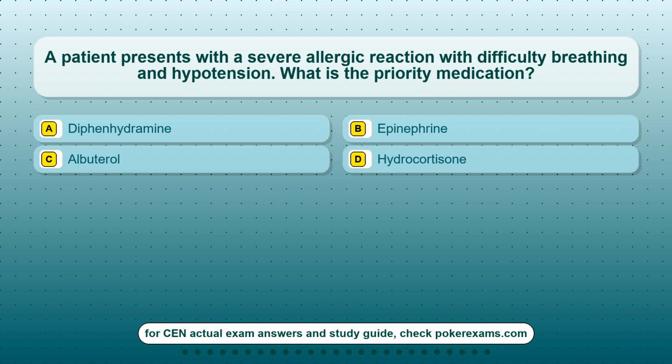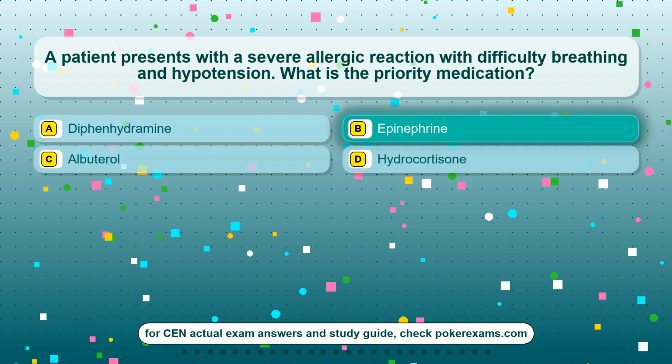Question 19. A patient presents with a severe allergic reaction with difficulty breathing and hypotension. What is the priority medication? Option A, diphenhydramine. Option B, epinephrine. Option C, albuterol. Option D, hydrocortisone.